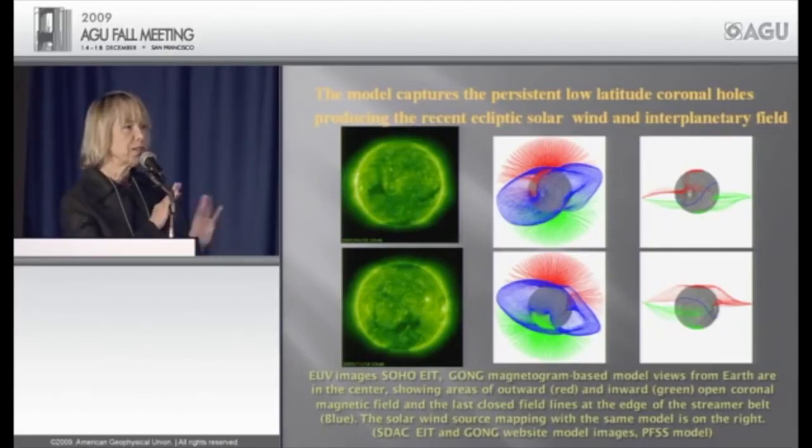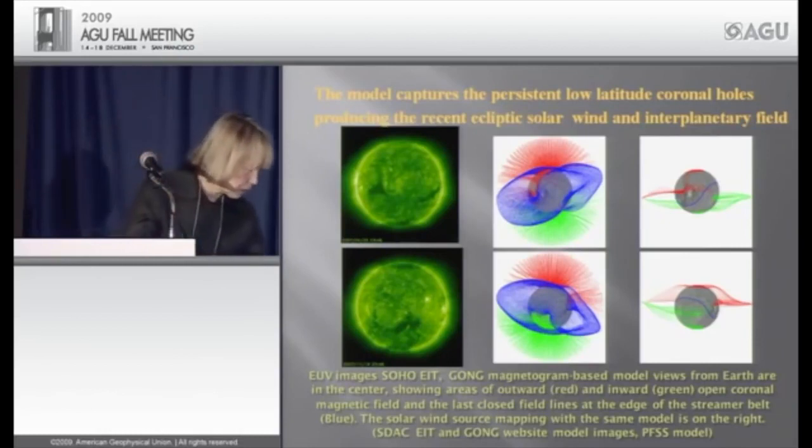So I wish people would expunge from textbooks all these purely dipolar solar wind pictures, because they're not generally applicable. There are times like the present where the solar wind really has low latitude sources that are dominating the ecliptic, dominating our solar activity, dominating what we're measuring upstream of the Earth.